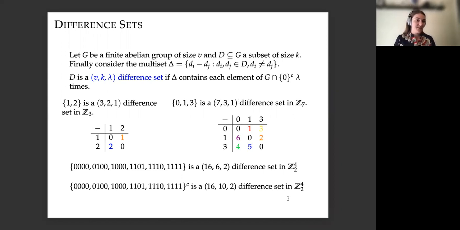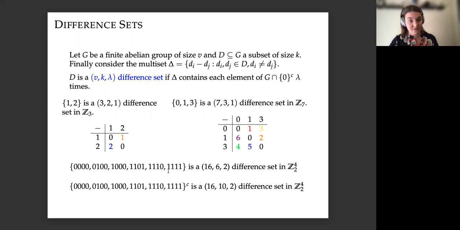But we don't have to just stick with cyclic groups. We can also look at non-cyclic groups. In particular, some non-cyclic groups that we like because they lead to nice looking frames are different powers of Z2. If we look at Z2 to the 4th, and we write out tuples just as strings of zeros and ones, then we have this set of 6 tuples that forms a 6, 16, 2 difference set, meaning the size of this group is 16. There are 6 elements in this set.